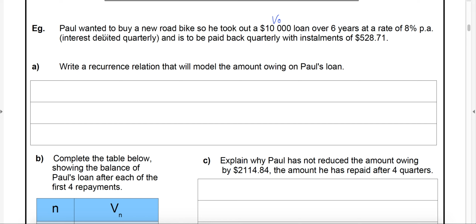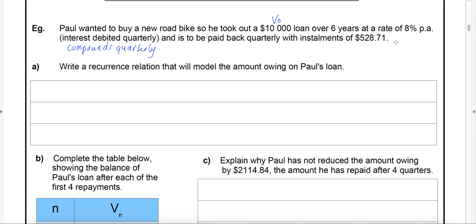Now it says here interest debited quarterly. That is another way of saying that it compounds quarterly. So I'll just make a note of that. And then he's going to pay back quarterly as well. What you'll notice is that will be true of the ones that we come across. If you see that it's compounding quarterly, you should have a quarterly payment as well. If it's compounding monthly, monthly payment, etc. That should match, in other words.